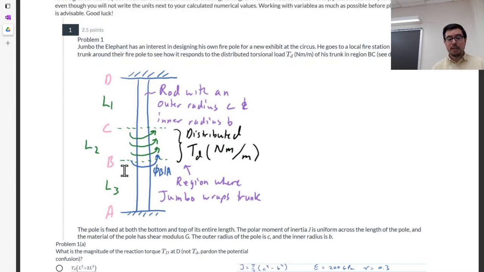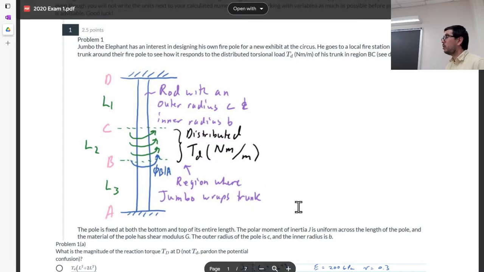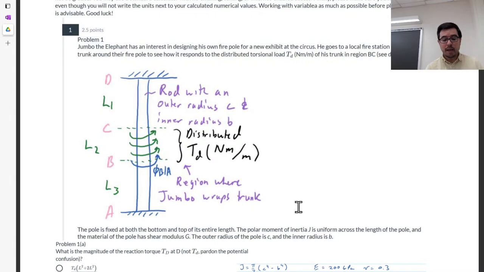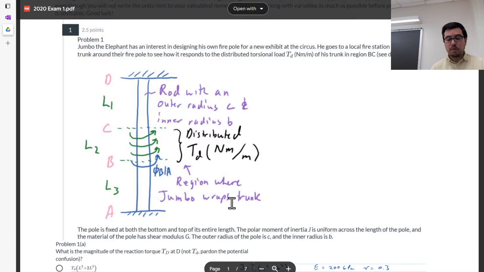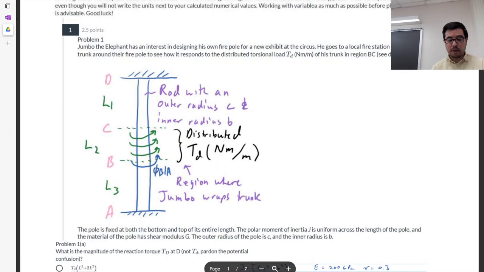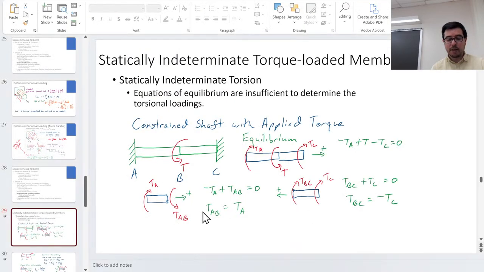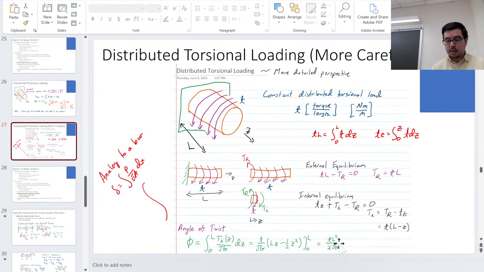The complicated one is this one, where you have the distributed torque. But we know how we do that one. We did that, and that answer is going to be the T_D L/2 over 2JG, or actually, no, that's not right. I have to look. Make sure I get that one right. That one is going to be the T_D L/2 squared over 2JG, and that's doing that integral out appropriately. So that's how much angle of twist you have in that middle section.